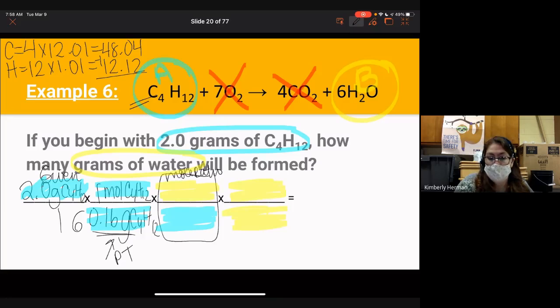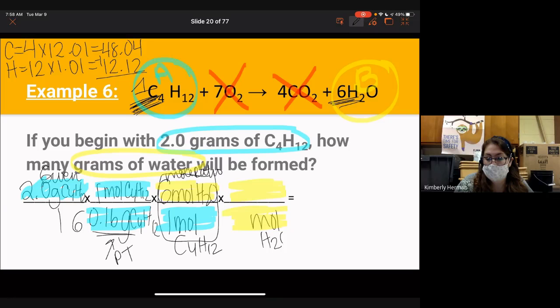So now, if there's no number in front of our chemical formula in our balanced chemical equation, we assume it's a 1. So we're going to have 1 mole of C4H12 on the bottom. Then we look at our B, and we're going to have 6 moles of H2O. So we keep following down our mole of H2O. Unless it's in this mole ratio, it will be 1 mole.